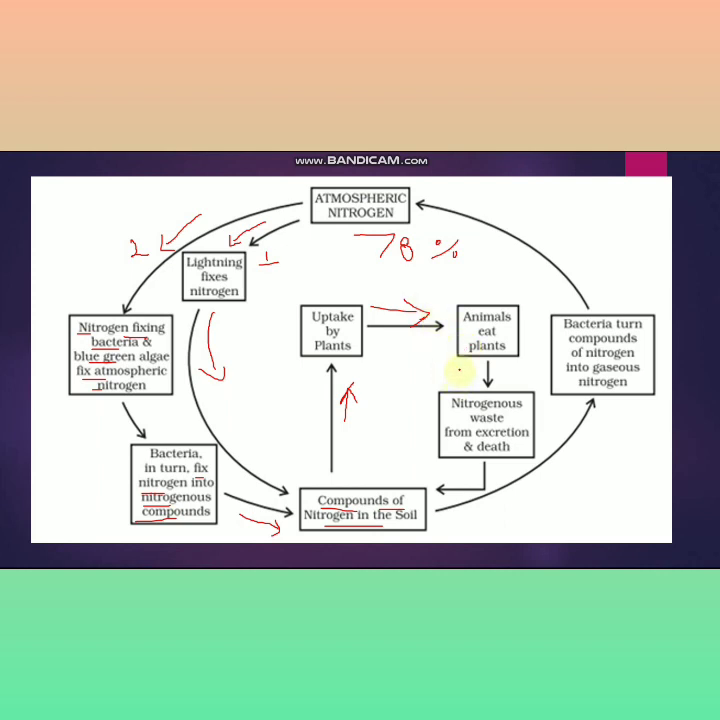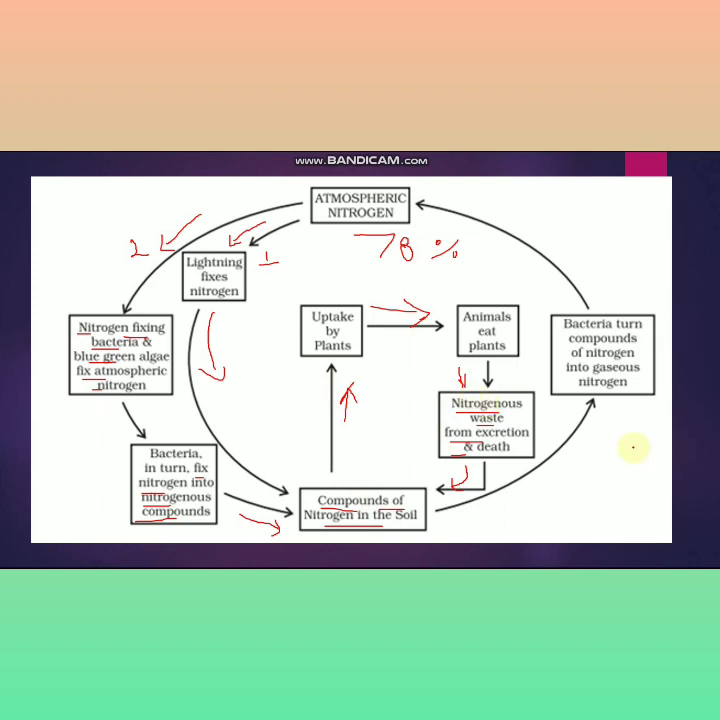Next, after the death and decay of the plant and animal products, once again the nitrogenous waste from excretion, death and decay gets decomposed by the decomposing bacteria and fixed inside the soil. So this is the cycle in which the plants and animals are involved.